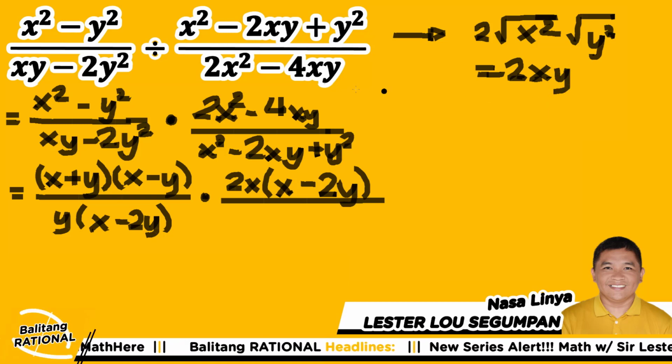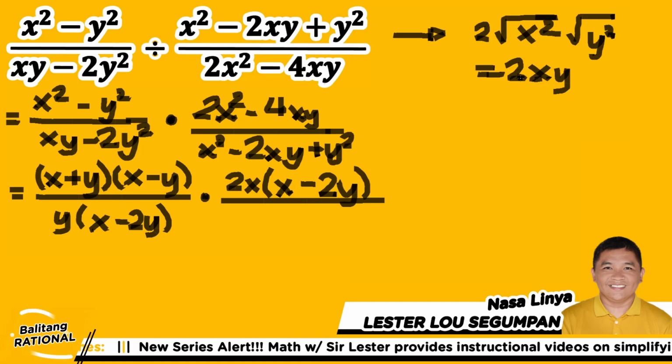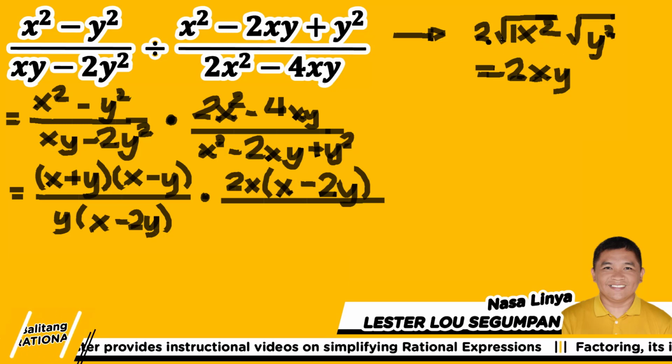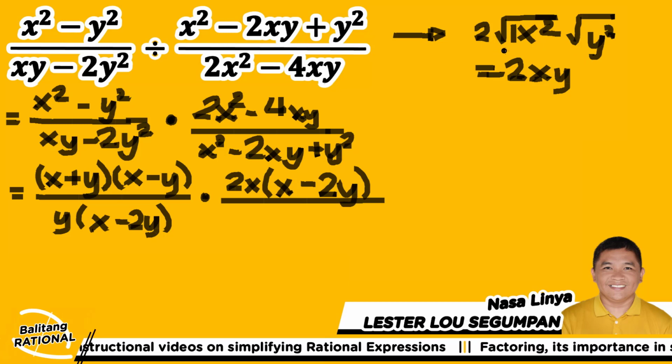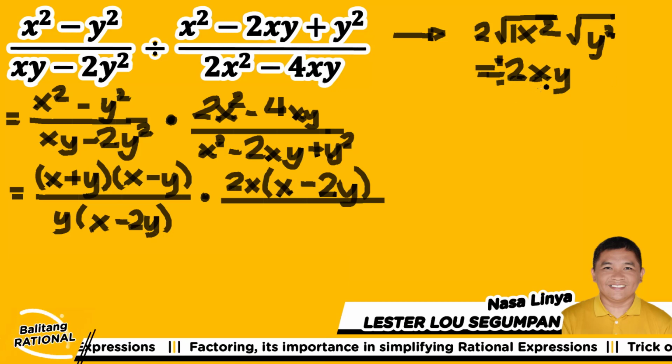Now, you might say that hindi naman sila equal kasi nga dito minus 2xy at saka dito positive 2xy. Take note that you could also have here a numerical coefficient of 1, and if we're going to take the square root of 1, it's plus minus. So we have plus minus here. So 1 of which is minus 2xy. This means it's a perfect square trinomial.